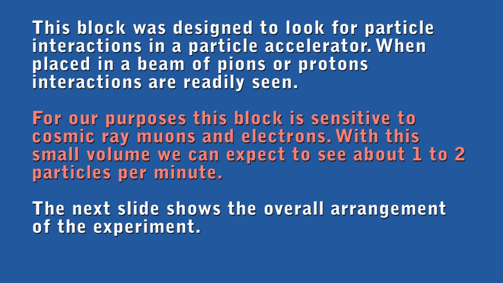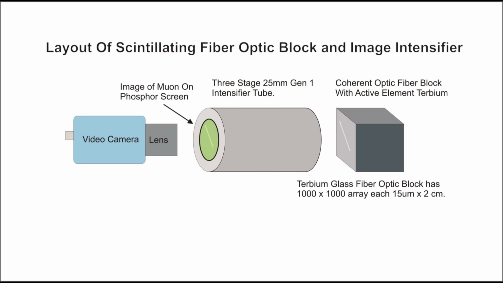This block was designed to look for particle interactions in a particle accelerator. When placed in a beam of pions or protons, interactions are readily seen. For our purposes, this block is sensitive to cosmic ray muons and electrons. With this small volume, we can expect to see about 1 to 2 particles per minute. The next slide shows the overall arrangement of the experiment.